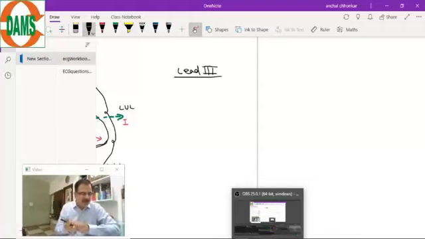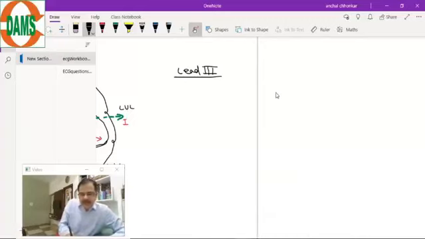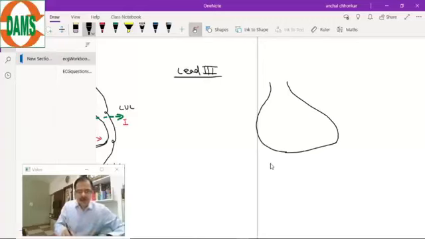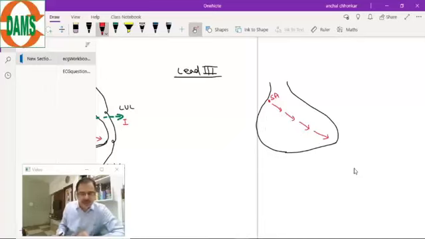Normal depolarization direction. So here is the vertical position of the heart. This is SA node, and this is a normal depolarization direction, which is going from SA node downward. Now the limbs.